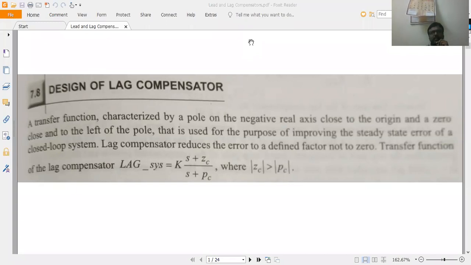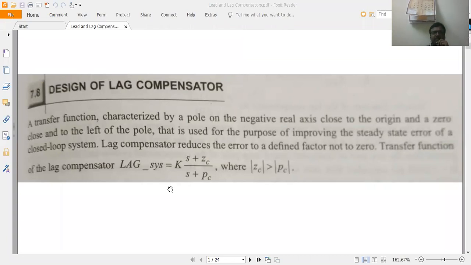If a transfer function has only one zero and one pole, and if the zero value is more than the pole value, then we can say that particular compensator is a lag compensator.